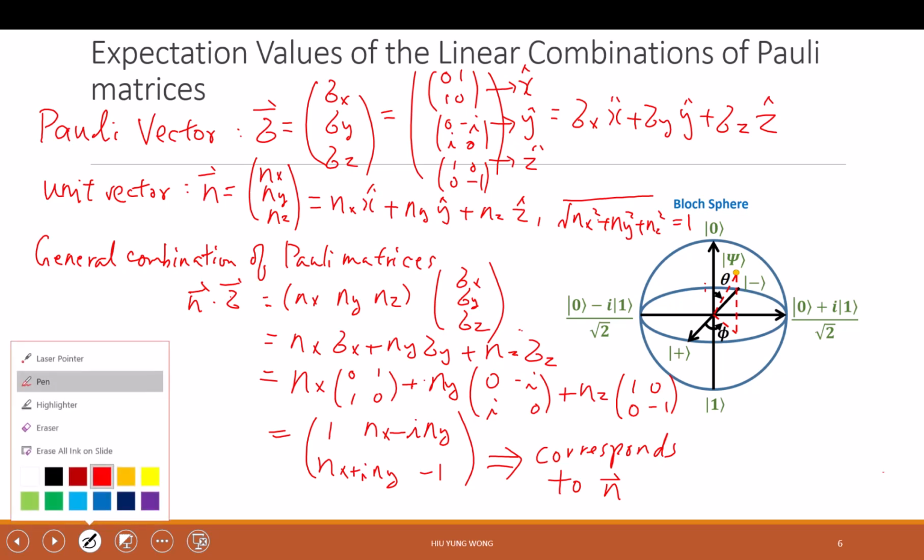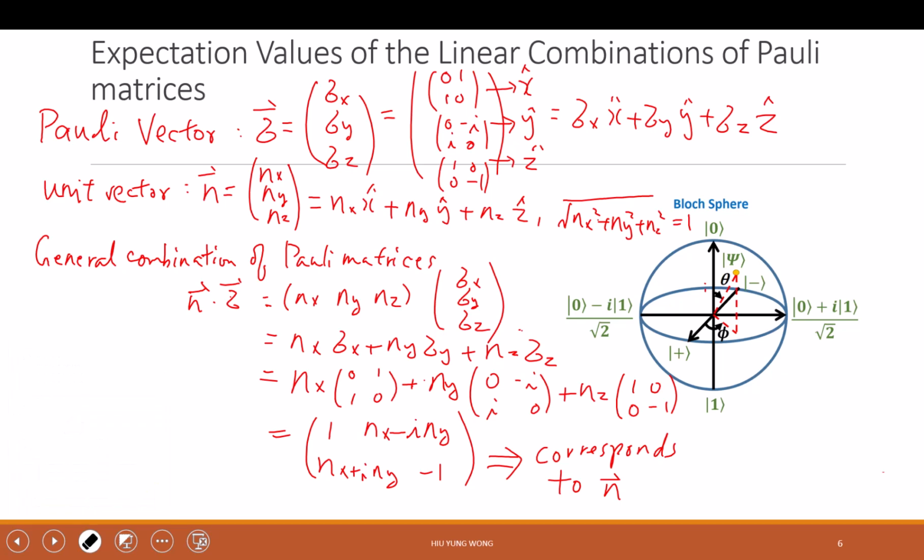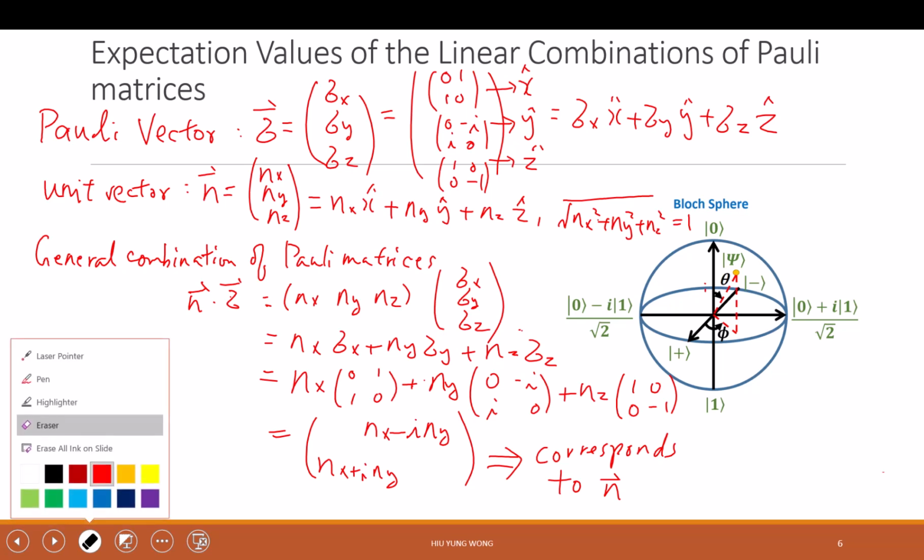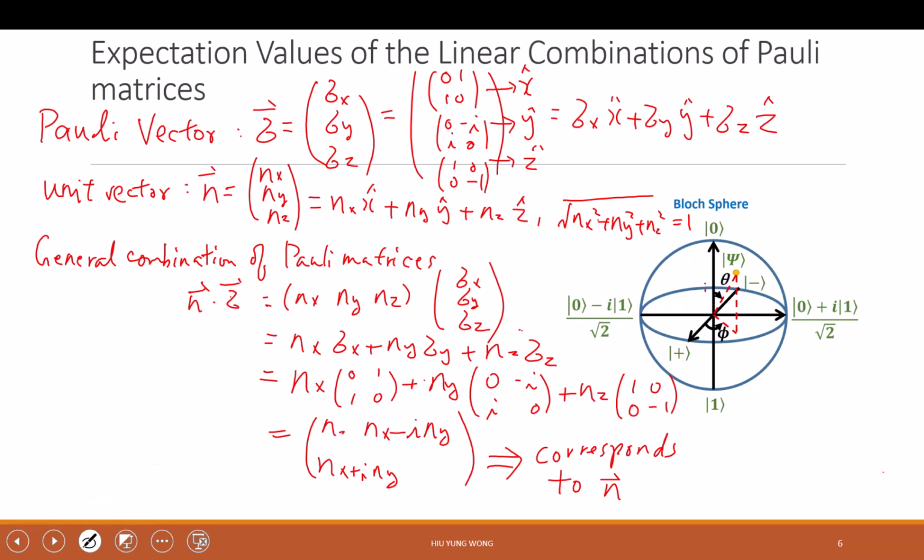What do you think? Because, again, my mistake. Typo, sorry, thank you very much. It should be nz and negative nz. Thanks for catching that. Now, so this is what we have, right?